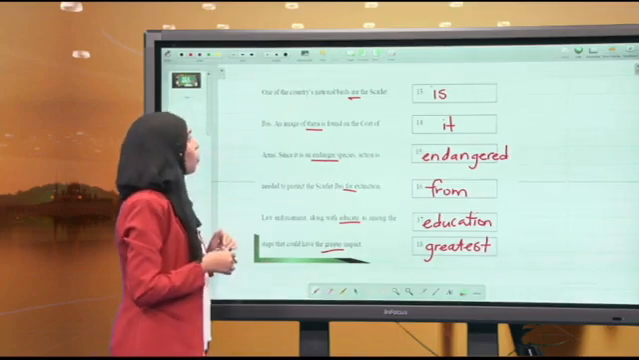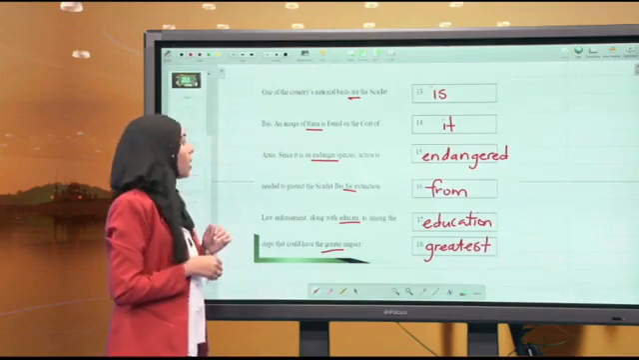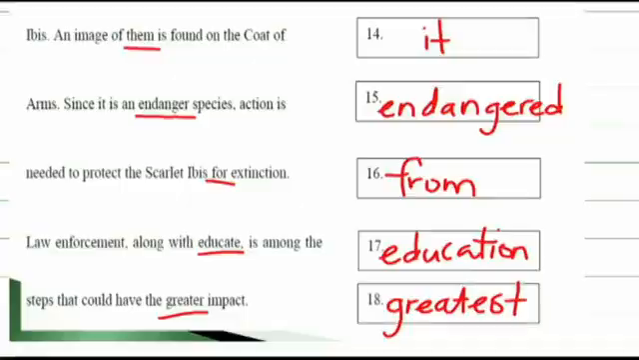Correct grammar. One of the country's national birds is the scarlet ibis. An image of them, you can probably just zoom in on this a little bit. An image of it, sorry, is found on the coat of arms. Since it is an endangered species, action is needed to protect the scarlet ibis from extinction. Law enforcement, along with education, is among the steps that could have the greatest impact.